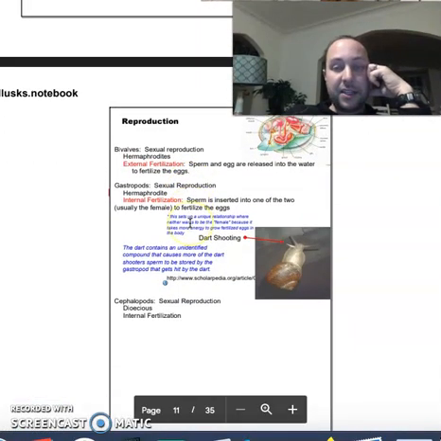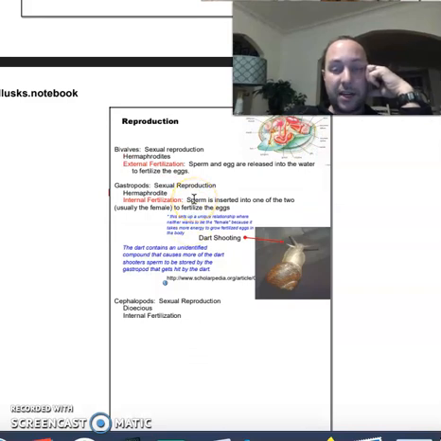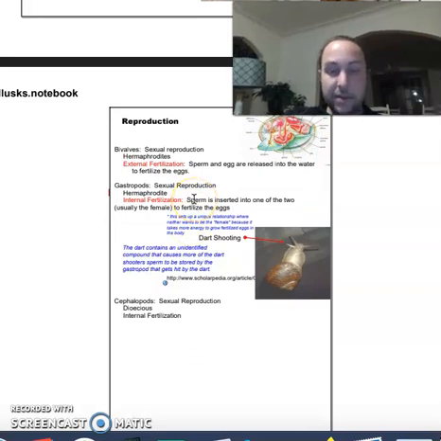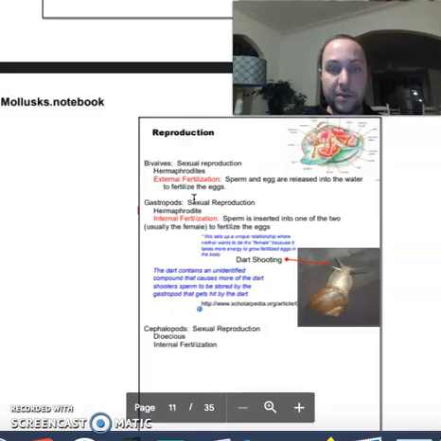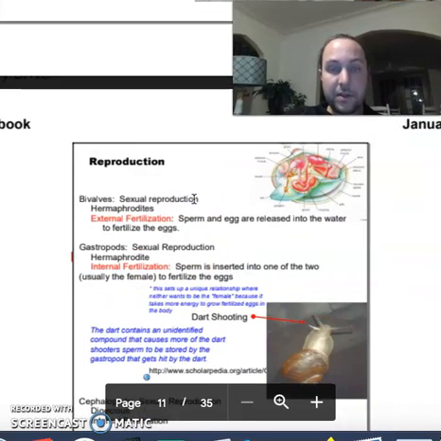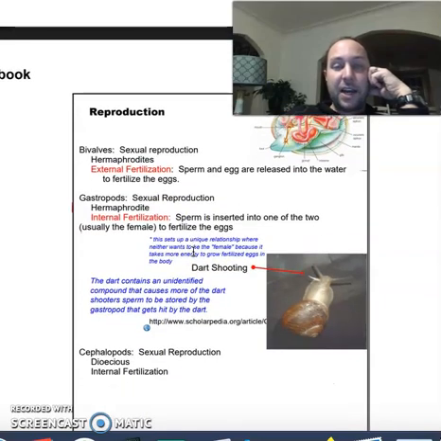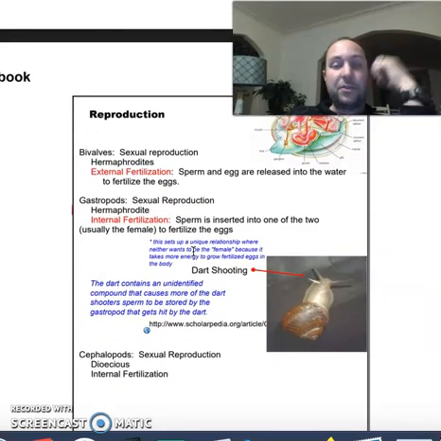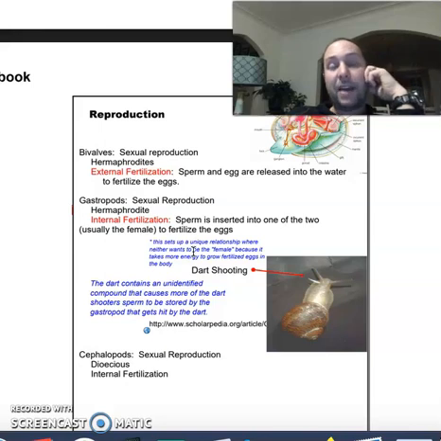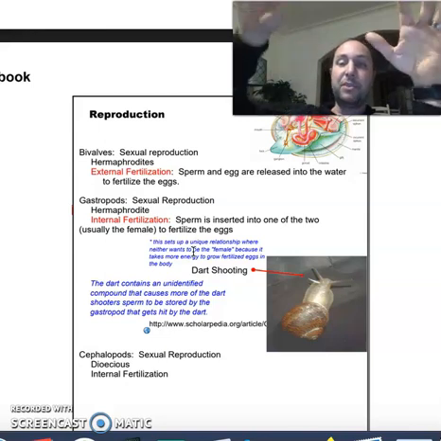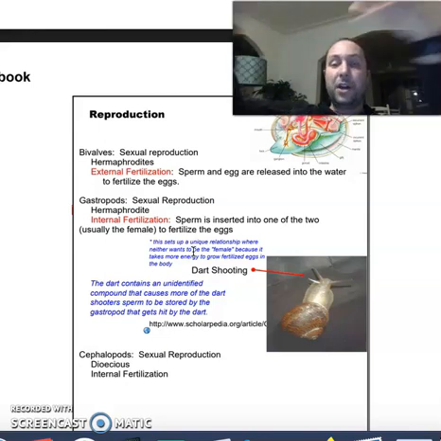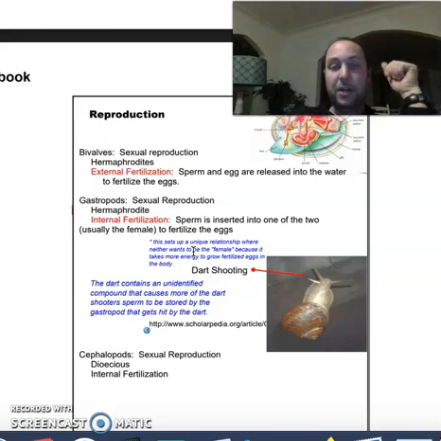Reproduction, this is kind of small here. So reproduction in bivalves. Bivalves undergo sexual reproduction. They are hermaphrodites, meaning they produce both sperm and egg inside of the body, and they use external fertilization. So the sperm and egg are released out into the water and then join up outside of the body.